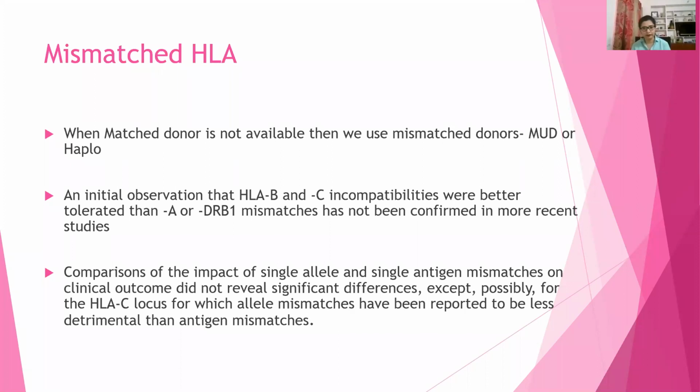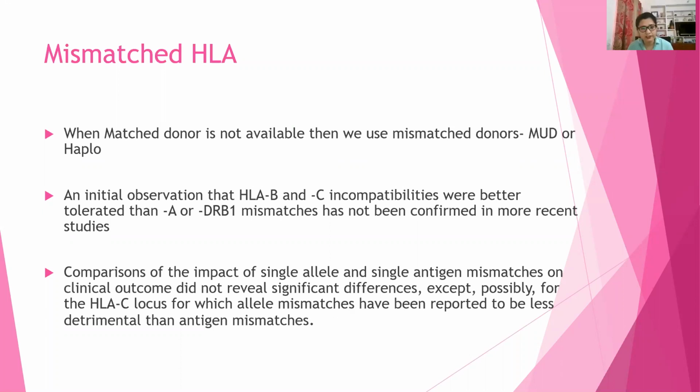And they are haploidentical donors. Haploidentical donors are donors from the family members, like parents, father or mother. Father and mother are invariably a 5x10 match, okay? Or it could be a sibling, a cousin, grandparents, or your maternal uncle, paternal uncle, anything.